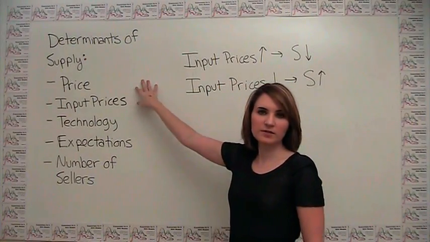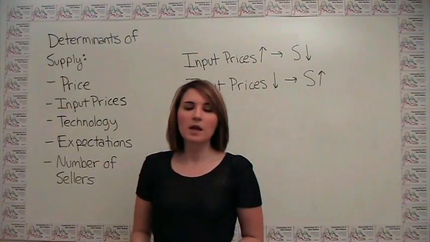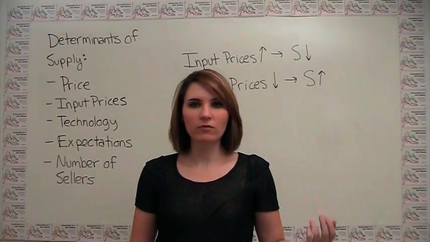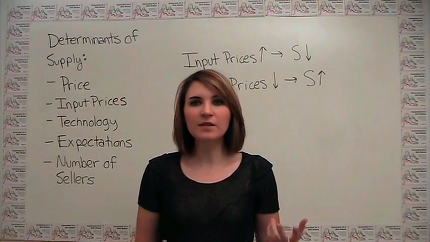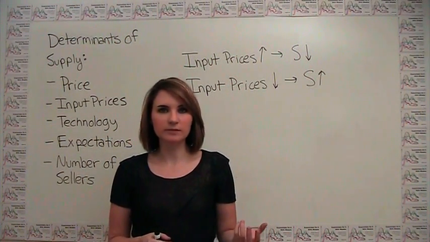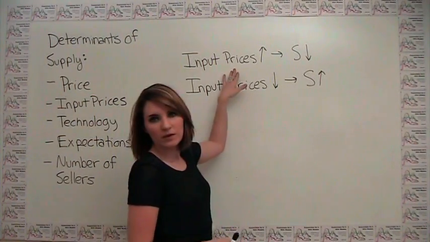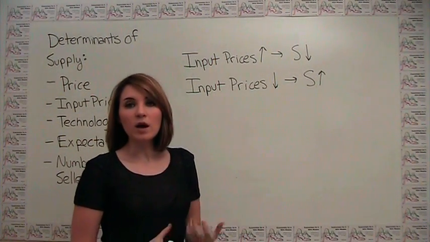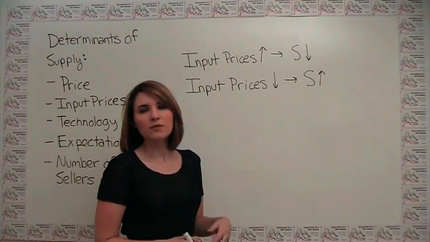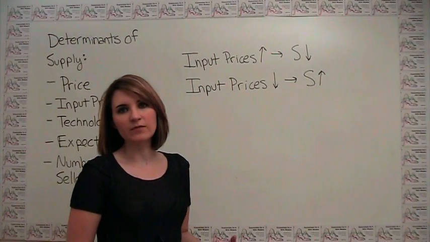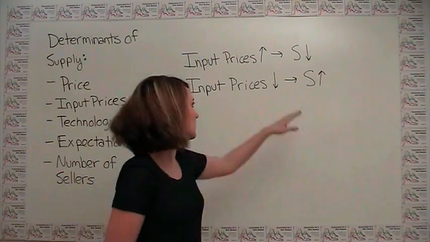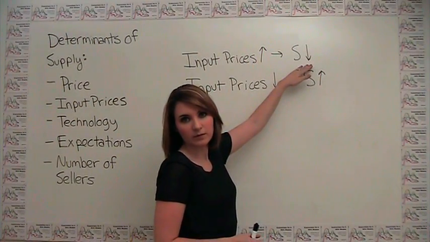The second determinant of supply is input prices. By inputs we mean things like labor, materials, capital, rent, land, anything that goes into the manufacturing process for the item in question. We can say as input prices go up, it becomes more expensive to produce a particular item. If it becomes more expensive to produce the item, it becomes less attractive. If it becomes less attractive to produce an item, then the supply is going to decrease.